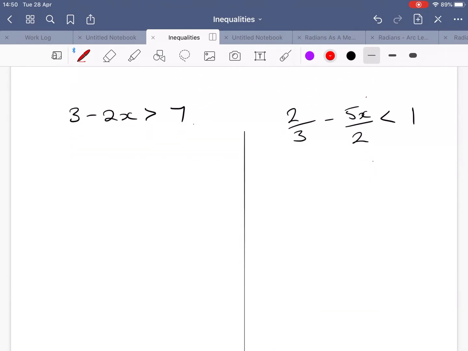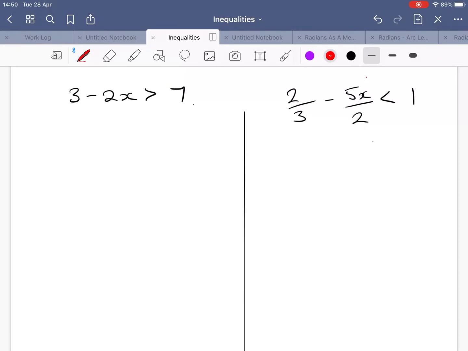So I thought I'd do a couple of examples where I'm going to make sure I end up with a negative number of x's. So with this one, I'm going to take away 3 from both sides. So I get minus 2x is greater than 4. And then I'm going to divide by negative 2. Because I'm dividing by a negative number, I have to switch the inequality around. And I get x is less than minus 2.